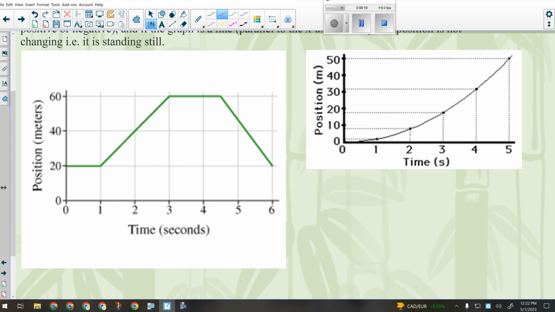Okay, my initial position is 20 meters. My final position is 20 meters. What's my total displacement? It's 0. I started and ended at the same place. One of the things that we can calculate off of a position versus time graph is displacement. The way that we do that is we go final position minus initial position. Since they're both 20, 20 minus 20 is 0.